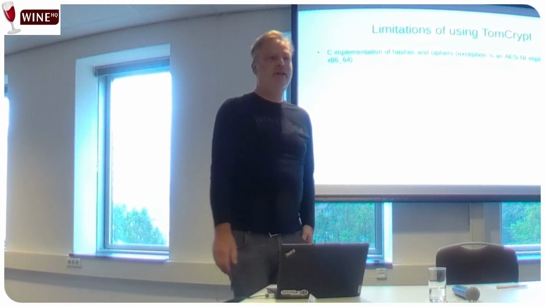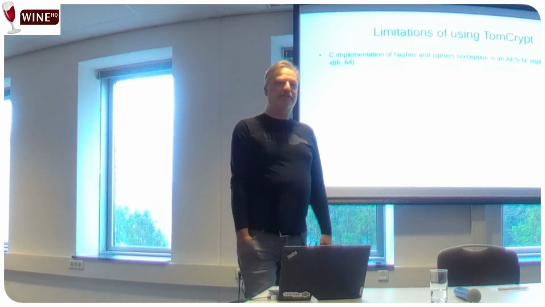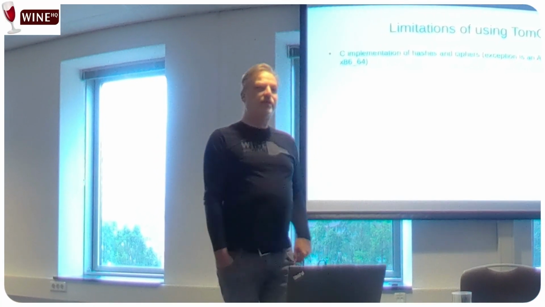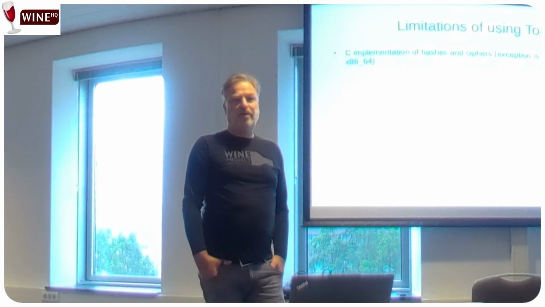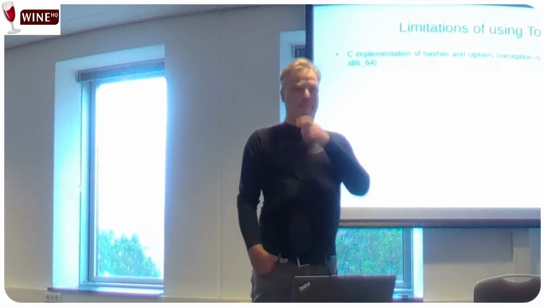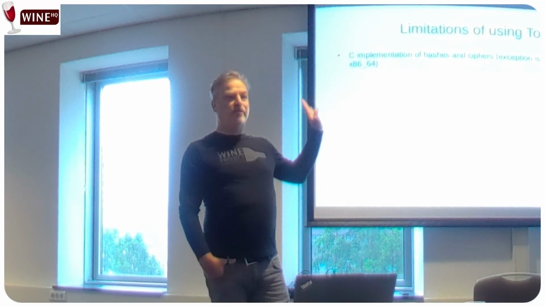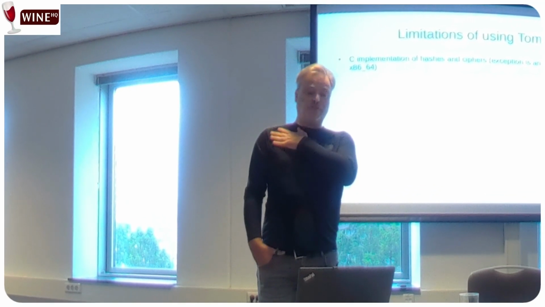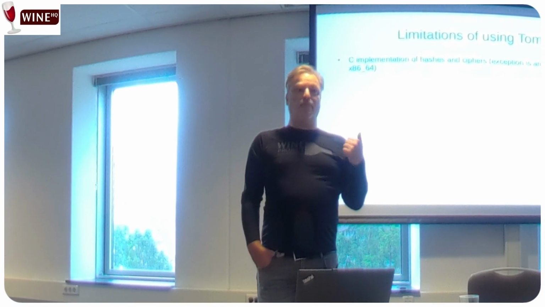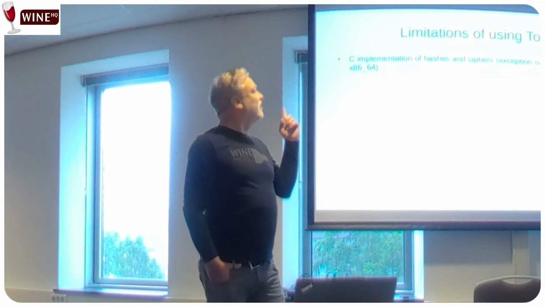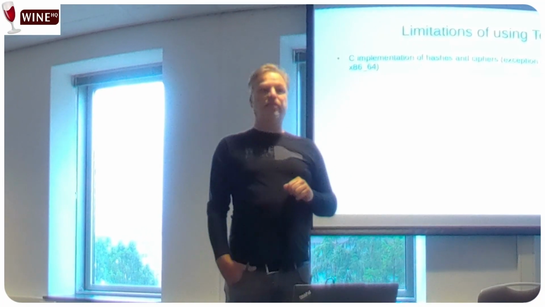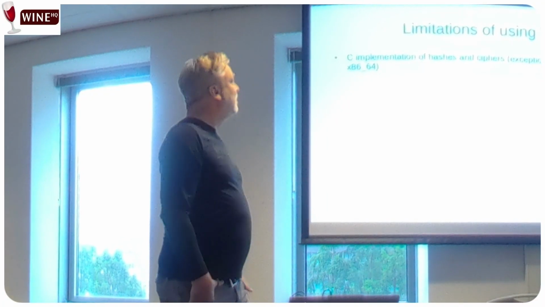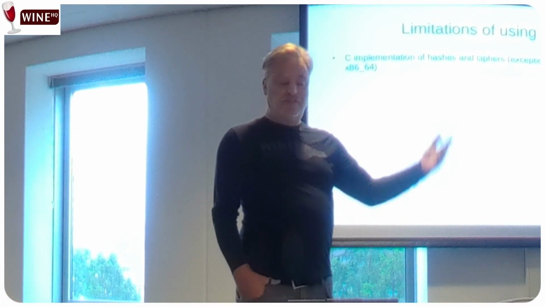So. Did you look into the fast TomCrypt, where they replace the math functions with faster versions? Yeah, so that's what I'm getting at. In the previous slide, we saw that you can basically replace any part of TomCrypt. One option is to just replace the hash implementation with one that's faster. And the same goes for ciphers.